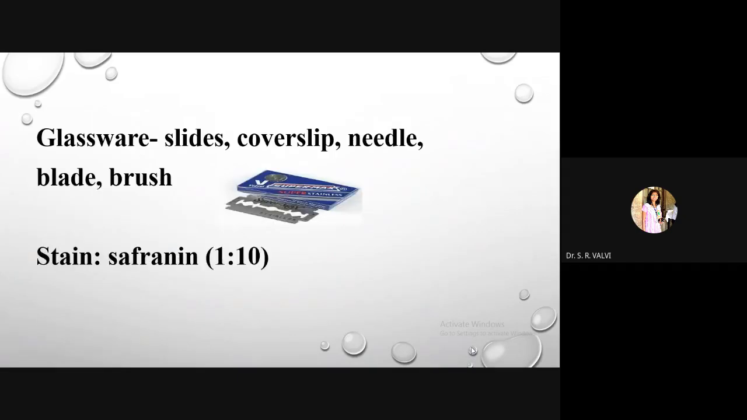Now, what are the glasswares it requires? Glasswares you must have with you, that is slides, cover slips, needle, blade and brush. Here I have given the image of a blade. Why have I given it? Because the blade in your dissection box doesn't give you a perfect section of the plant material. Hence you require such a double-sided blade. I have given you the picture in front of you. Any brand of blade you can purchase for these botany anatomy practicals.